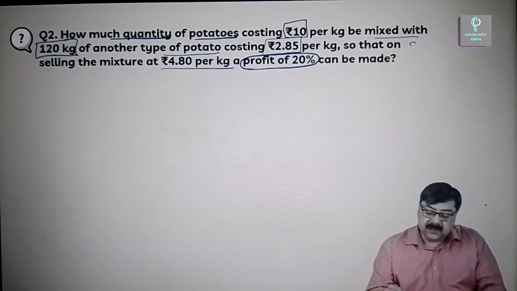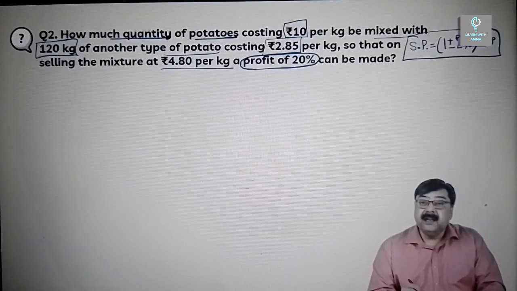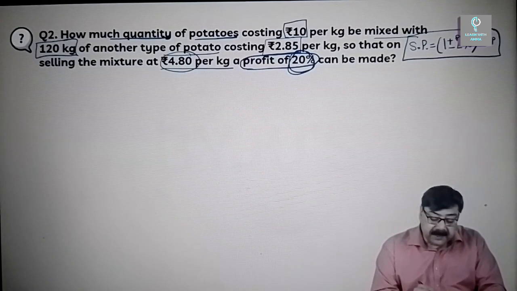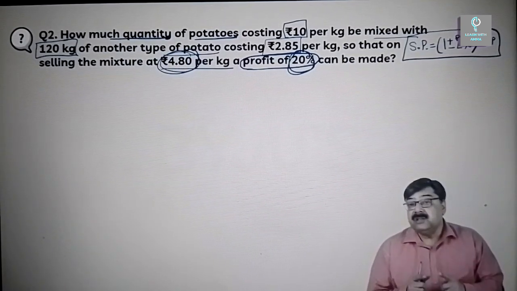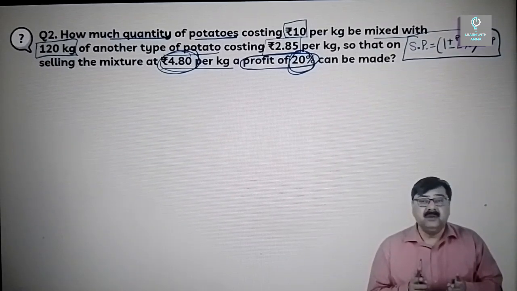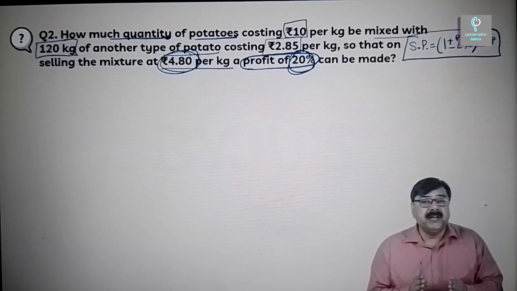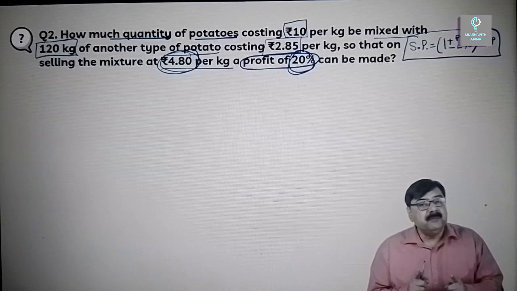Now in profit and loss, we know that selling price equals 1 plus profit percent or minus loss percent into cost price. So here in this question, the profit is already given to us as 20%. The selling price is also mentioned as rupees 4.8 per kg. Now because for the two varieties of potatoes, cost prices are given, we will have to find out the cost price of the mixture obtained on mixing the two types of potatoes.